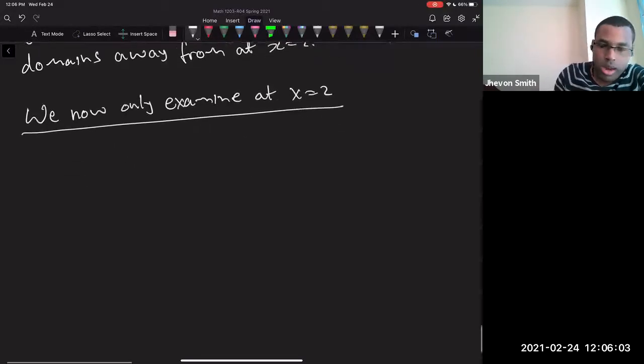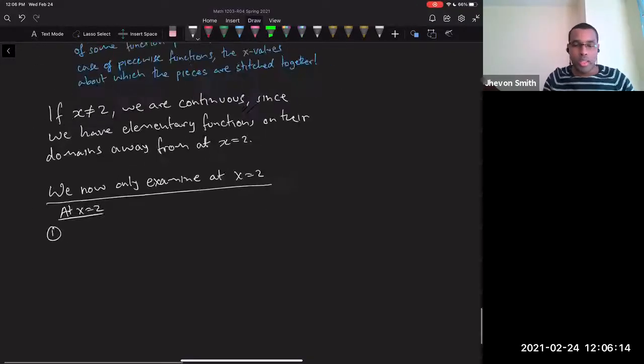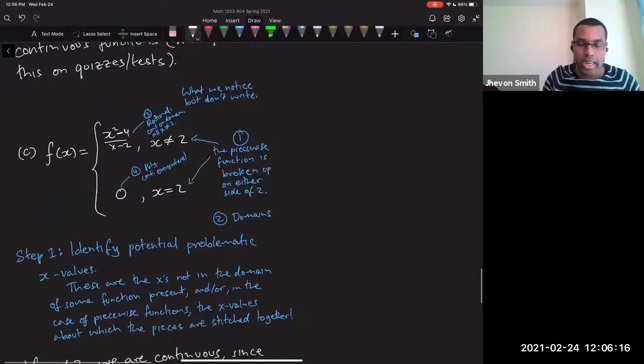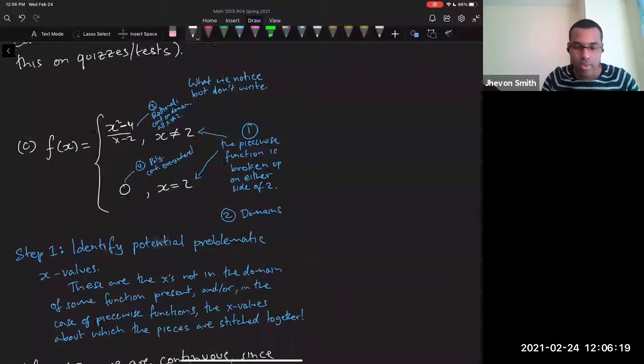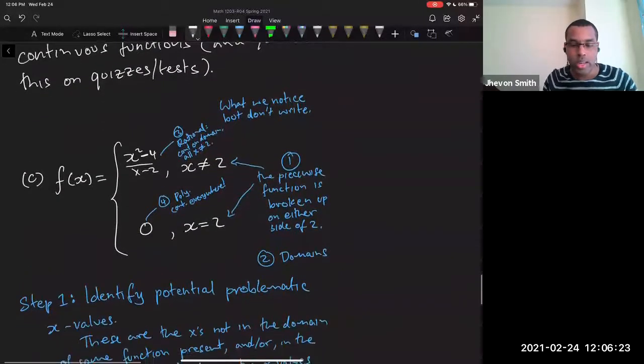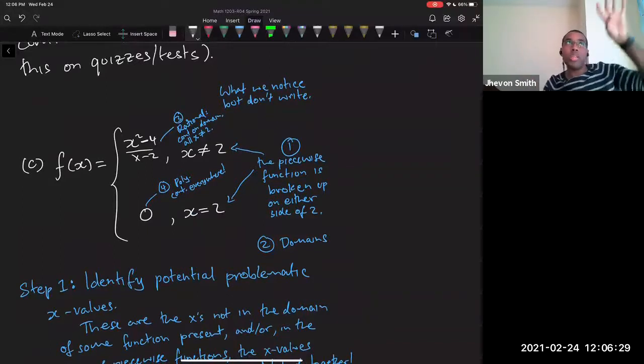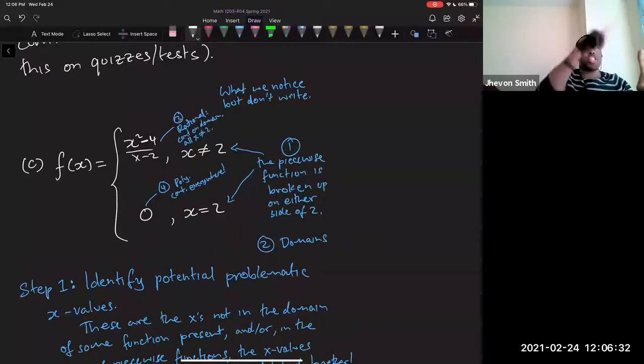And so I would go here and I would go through the steps, right? So at x equals 2, that's what the beginning looks like. And you don't write this out, but this is kind of what you're thinking. So I ask you, where is this function continuous? And it's a piecewise function. You're going to immediately know what the x values are where all the pieces are broken up around. And within each of these pieces, are there any issues with those functions in terms of their domains?